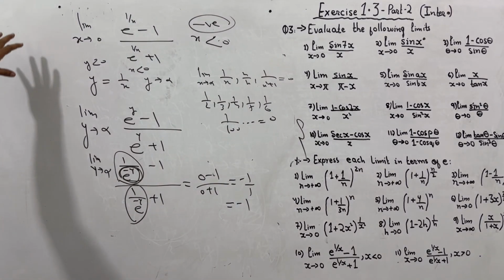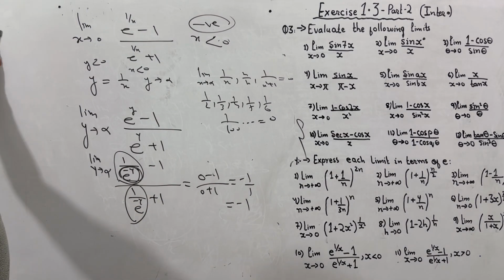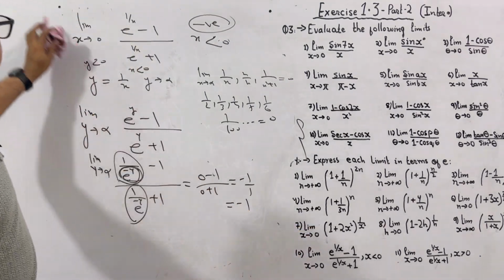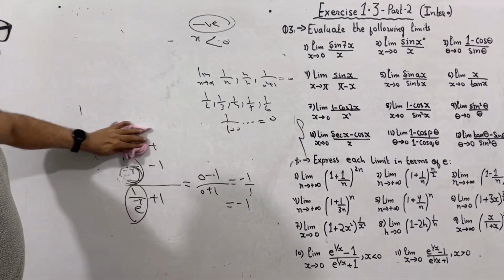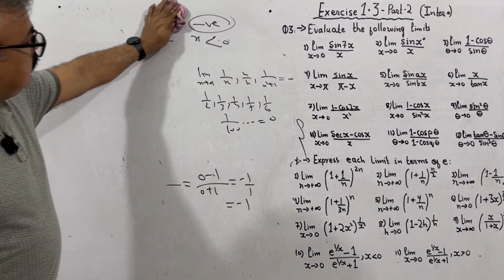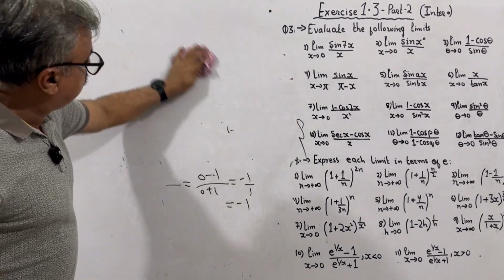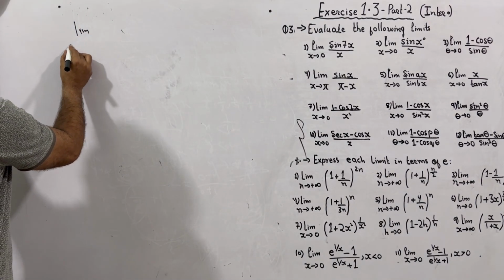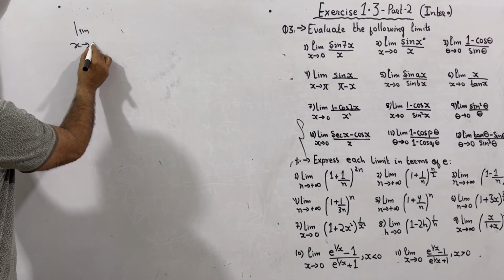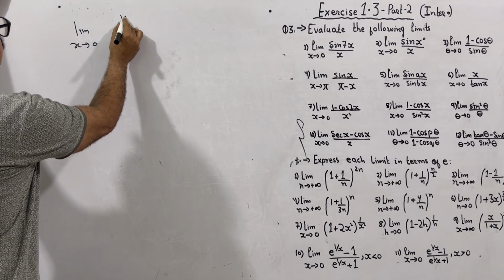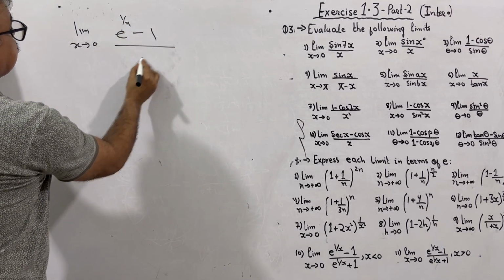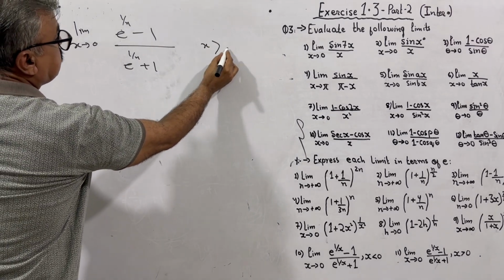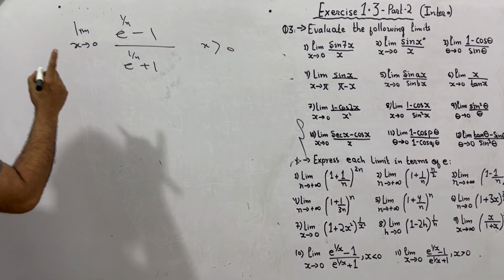Almost a replica is the second question in that case: e raised 1 over x minus 1. So here x is only positive. How to handle this? Let's see. Limit, same question with x greater than 0 in that case: e raised 1 over x minus 1 over e raised 1 over x plus 1, where x is greater than 0.